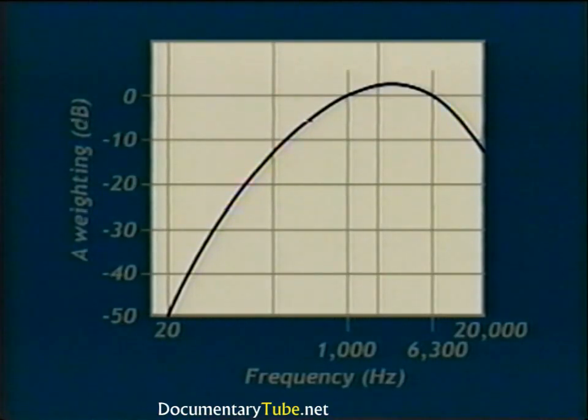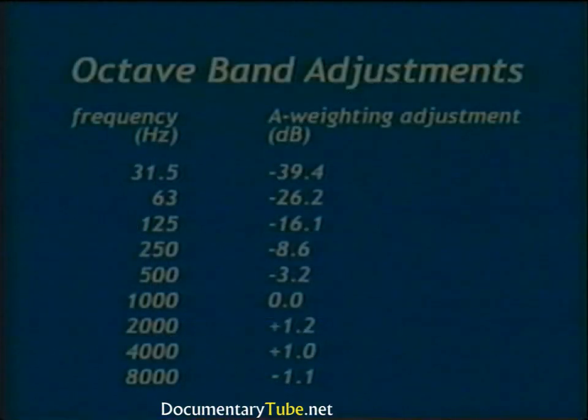Frequencies to which the human ear is less sensitive are weighted less than those to which the ear is more sensitive. The A weighting curve emphasizes frequencies in the 1,000 to 6,300 hertz range and de-emphasizes frequencies out of that range. This is the A weighting plot in tabular form for octave bands.